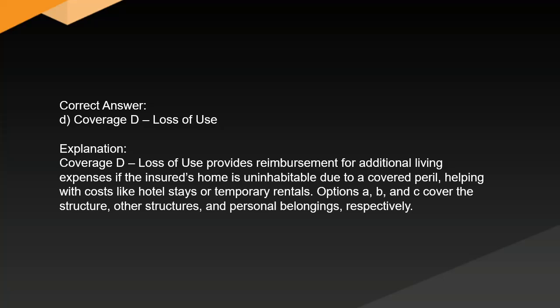Correct answer. D. Coverage D. Loss of use. Explanation. Coverage D, loss of use, provides reimbursement for additional living expenses if the insured's home is uninhabitable due to a covered peril, helping with costs like hotel stays or temporary rentals. Options A, B, and C cover the structure, other structures, and personal belongings, respectively.